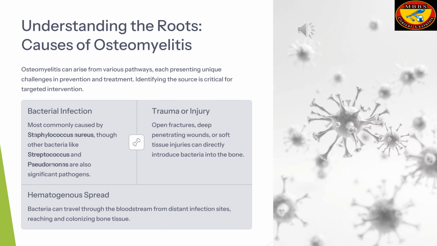Understanding the roots: causes of osteomyelitis. Osteomyelitis can arise from various pathways, each presenting unique challenges in prevention and treatment. Identifying the source is critical for targeted intervention. Bacterial infection: most commonly caused by Staphylococcus aureus, though other bacteria like Streptococcus and Pseudomonas are also significant pathogens. Trauma or injury: open fractures, deep penetrating wounds, or soft tissue injuries can directly introduce bacteria into the bone. Hematogenous spread: bacteria can travel through the bloodstream from distant infection sites, reaching and colonizing bone tissue.